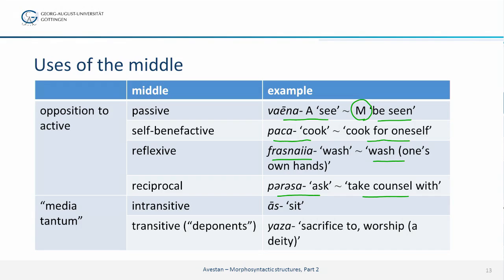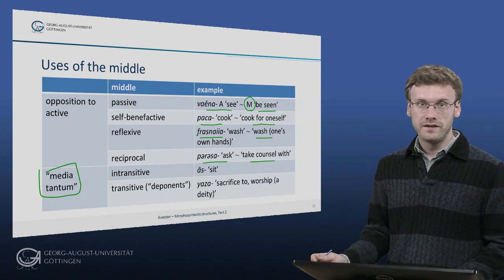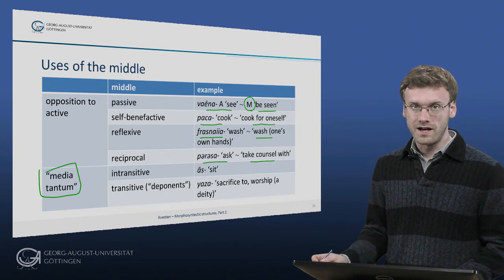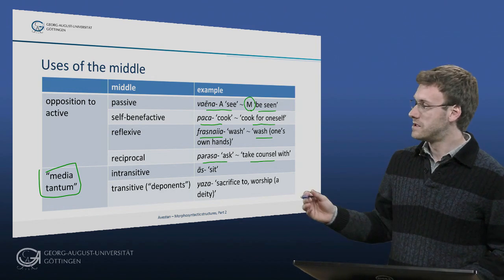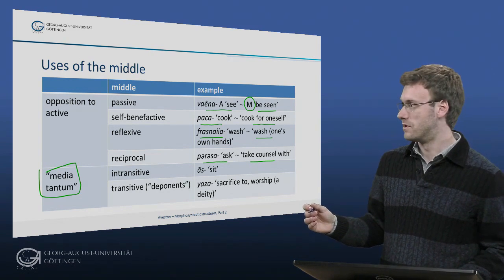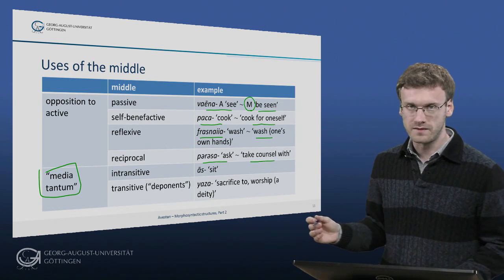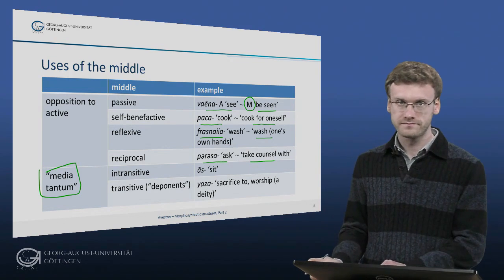For a number of verbs, a confrontation of middle and active is not possible because they are so-called media tantum verbs. That means they are used with middle endings only. They include intransitive verbs such as ās, to sit, just like transitive ones such as yasa, to sacrifice to or to worship a deity. Transitive media tantum verbs are sometimes also called deponents.